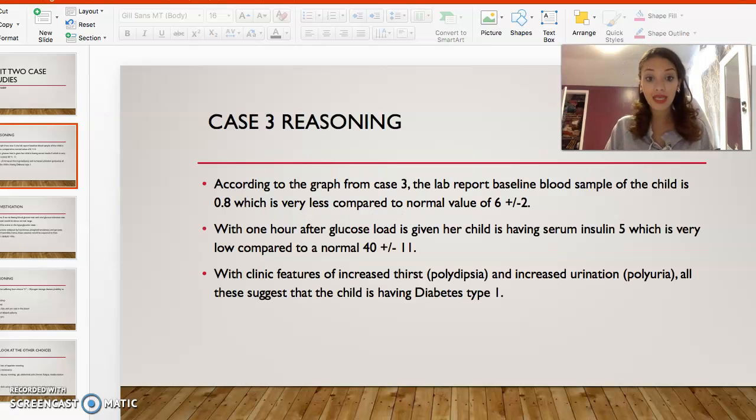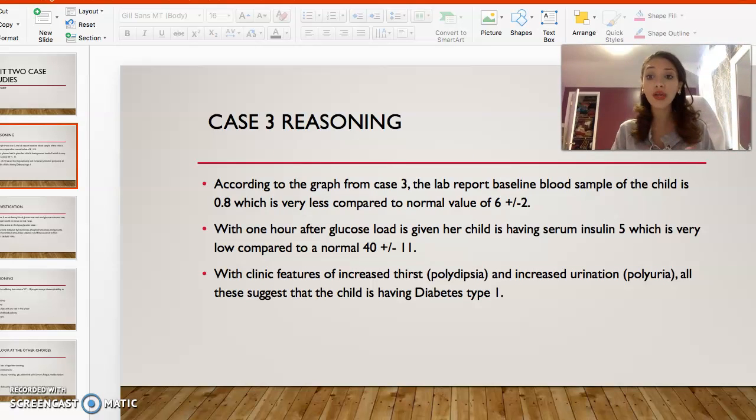So starting my case studies, going off from the graph, the lab report baseline blood samples of the child is 0.8, which is very less compared to a normal value of 6 plus or minus 2. So in this case, it would be below the range. And within 1 hour after the glucose load is given, her child is having serum insulin 5, which is very low compared to a normal 40 plus minus 11, which again is very below the range.